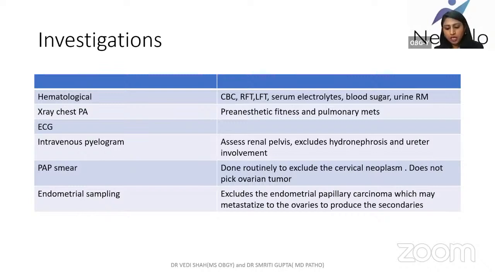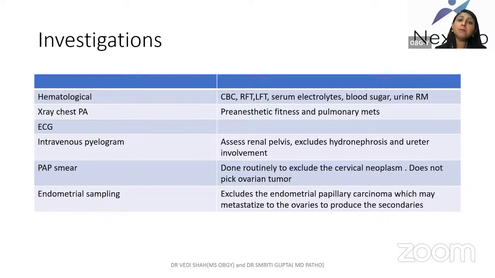Not only does that help in ruling out mets in the chest, it will also be for the pre-op fitness. Along with that, you need to go for the electrocardiogram and intravenous pyelogram to assess how much of the kidney is affected. Is there development of any pelvic dilatation in the kidney or not?